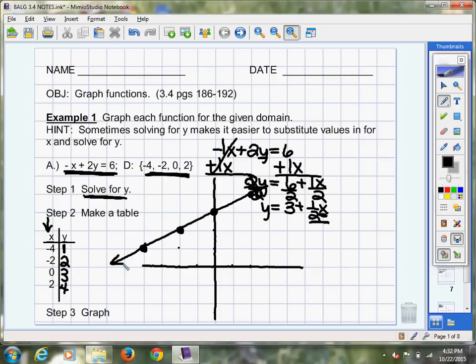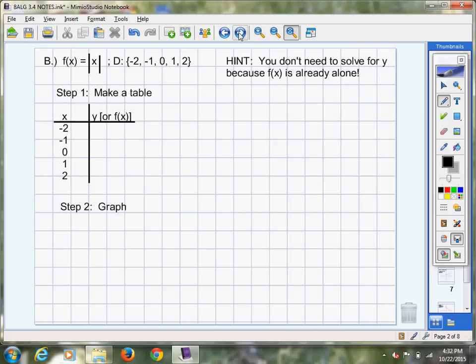Okay? And then we will draw a line. We will make these continuous because it's more than just graphing points. We are graphing a line. They happen to give us the domain, but we're graphing a line or a function. Okay? Now let's flip over to the next page.